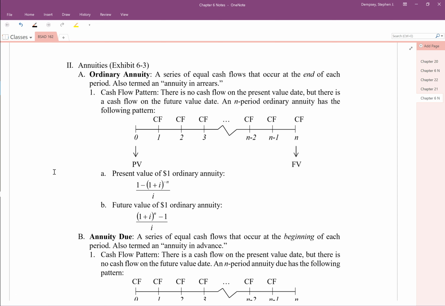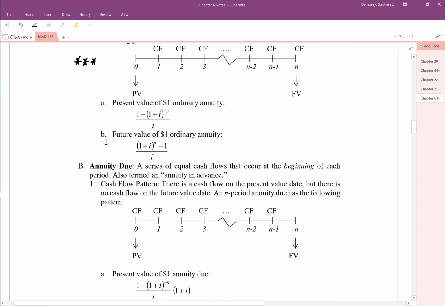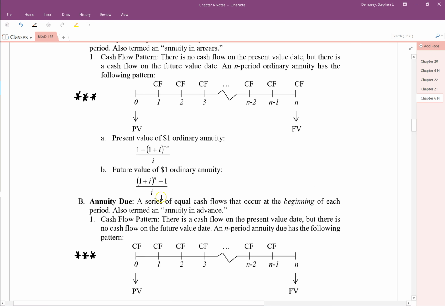And there are two types of annuities. I'm going to discuss this at length in the next video, but I just wanted to point out here the difference between what we call an ordinary annuity, and I'm putting asterisks here because I want you to memorize the way these look, and an annuity due. Okay, so you're given two cash flow profiles. See, these are cash flows, and they're the same amount. An end-of-period annuity looks like this if it's ordinary.